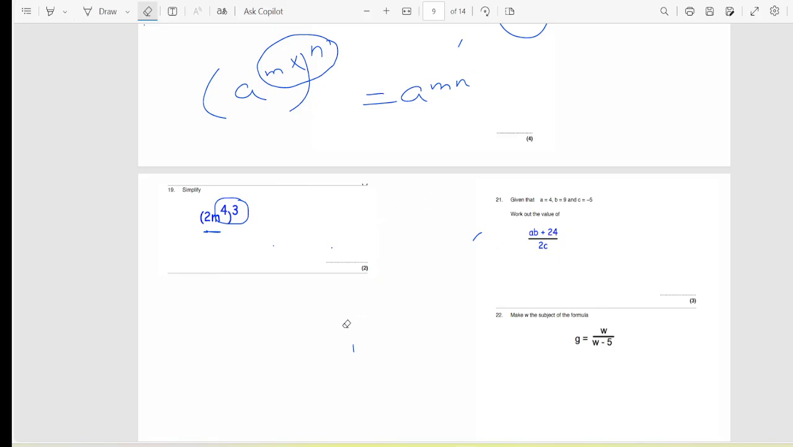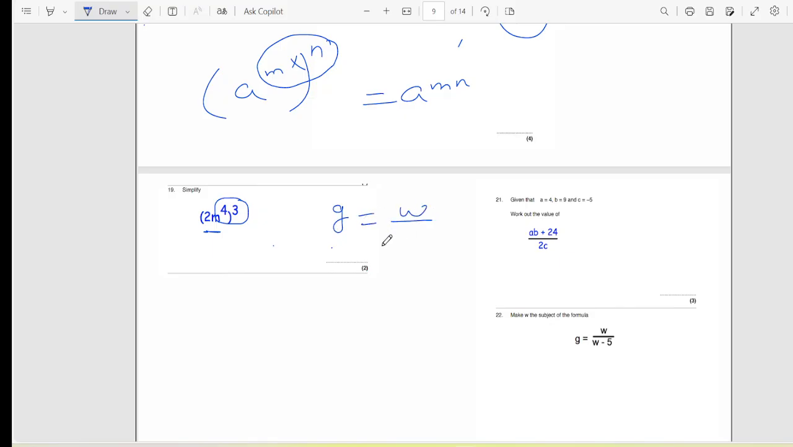So let's see question number 22. We have to make W the subject of the formula because there is an equal sign between these two terms. So first of all, let me write the question properly. G equals W over W minus 5. We want W in place of G.